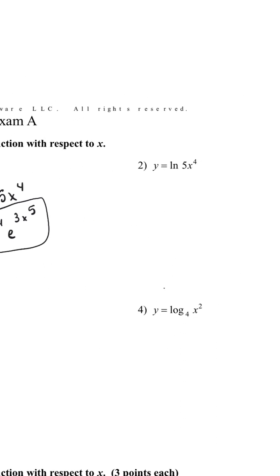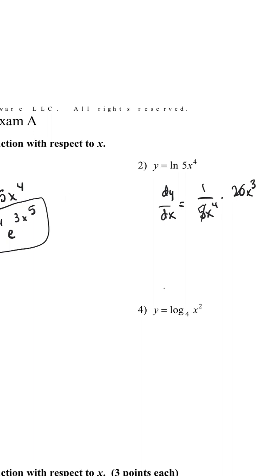For question 2, we use the differentiation rule for natural log, which is the derivative of natural log of u is 1 divided by u times u prime. Now, there's two ways you can approach this one. I'll show you the first way is just to use the rule straight up. So the derivative dy dx is 1 over u times u prime.